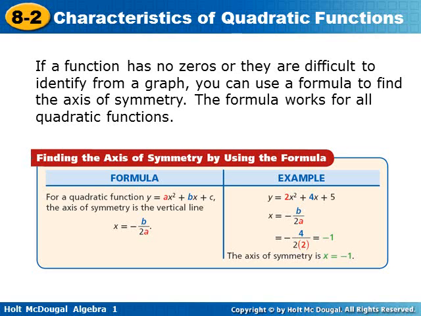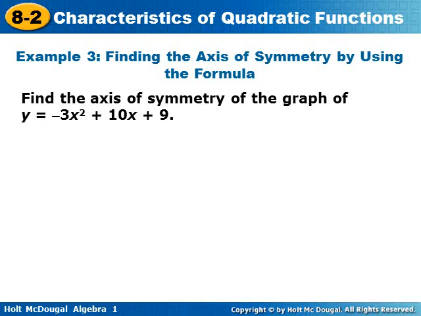So for example, if we had the equation y equals 2x squared plus 4x plus 5, we would use our axis of symmetry equation, x equals -1 times b divided by 2a, and we would plug in 4 for b and 2 for a. So we would have -1 times 4 divided by 2 times 2, which would end up being -1. So the axis of symmetry equation would be written as x equals -1.